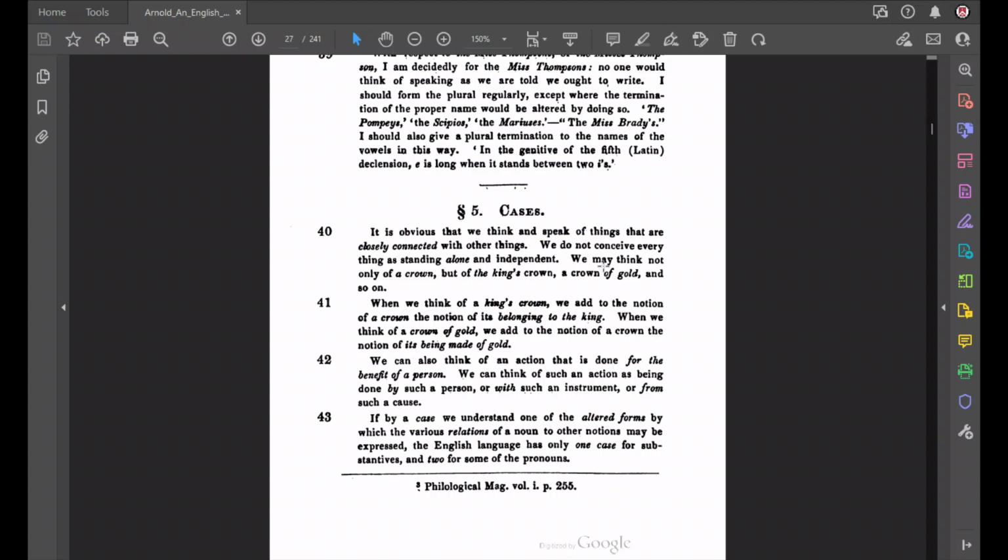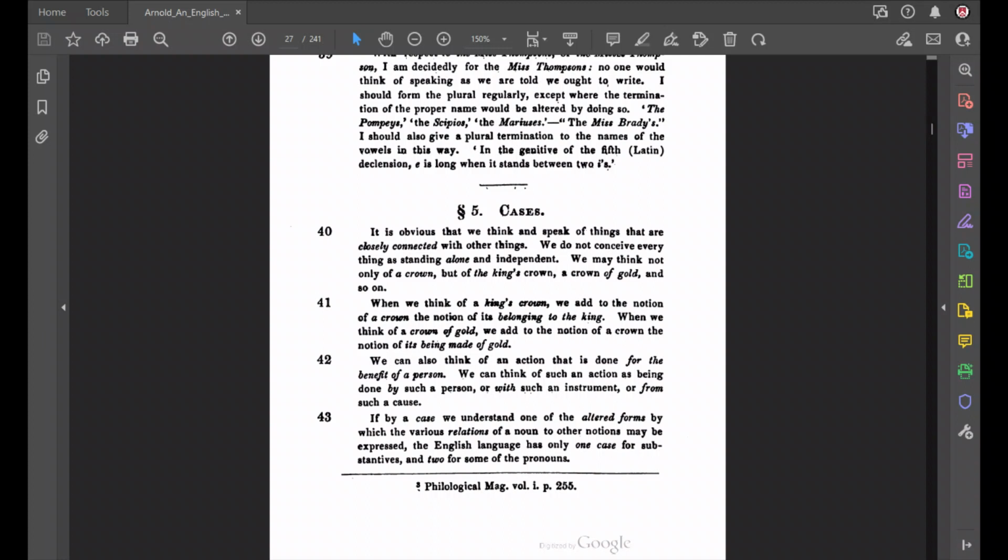This is paragraph number 40 in your textbook. Paragraph 40. Paragraph 40 begins, "It is obvious that we think and speak of things that are closely connected with other things. We do not conceive everything as standing alone and independent."